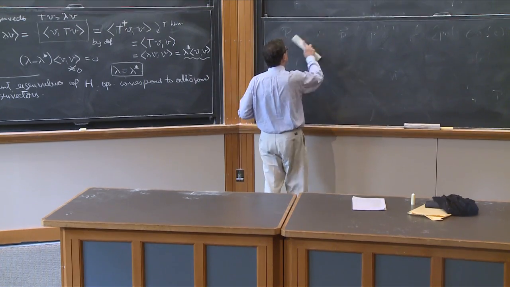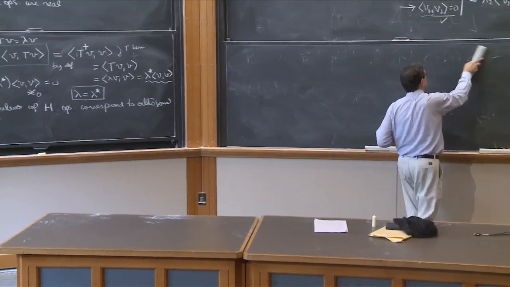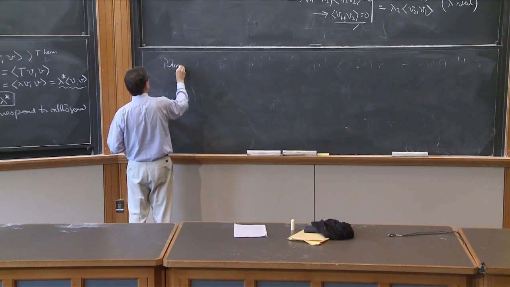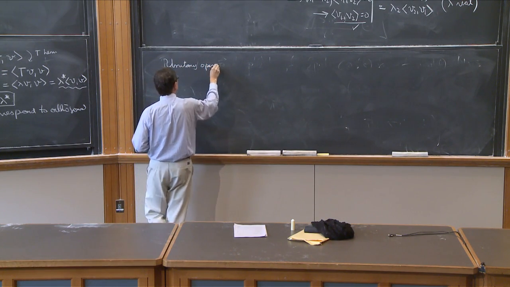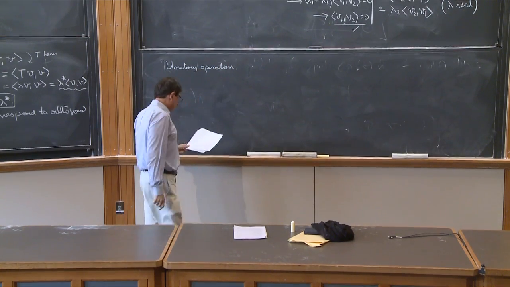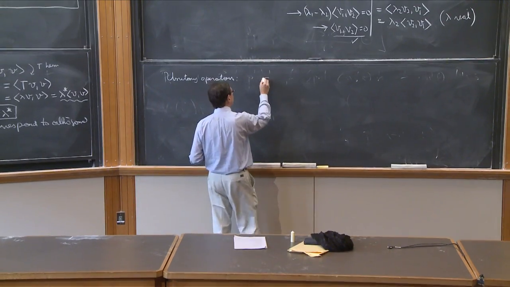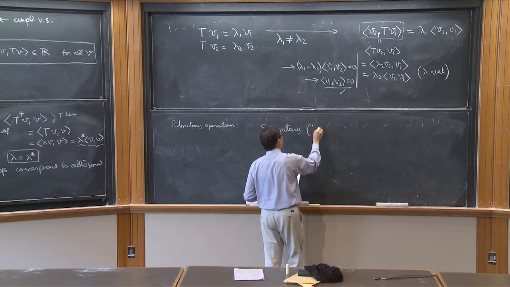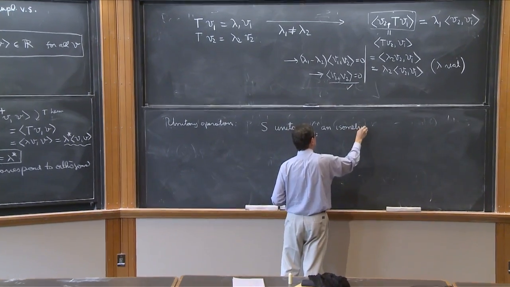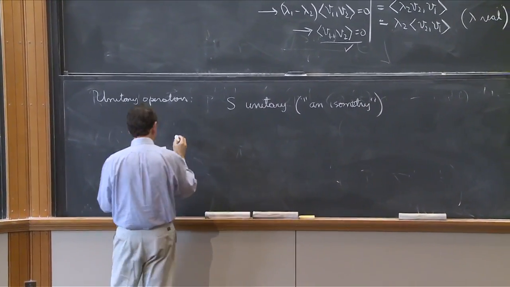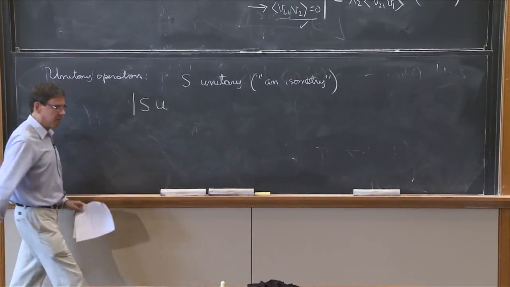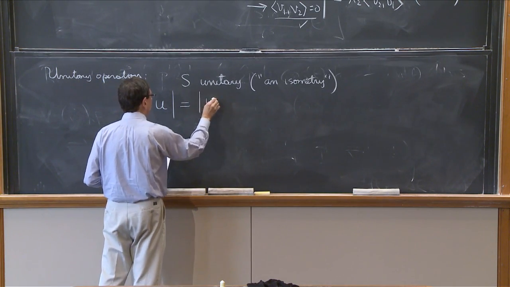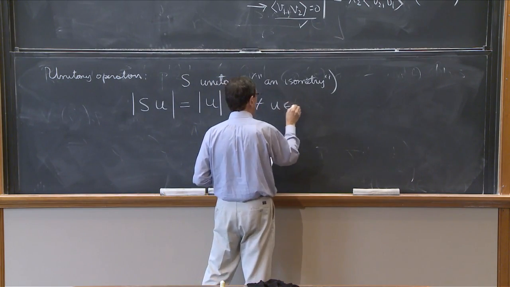So I will say, and it's an economical way to introduce them, so we'll talk about unitary operators. We say that S is unitary, and mathematicians call it an isometry, if you find that S acting on any vector, if you take the norm, is equal to the norm of the vector, for all u in the vector space.